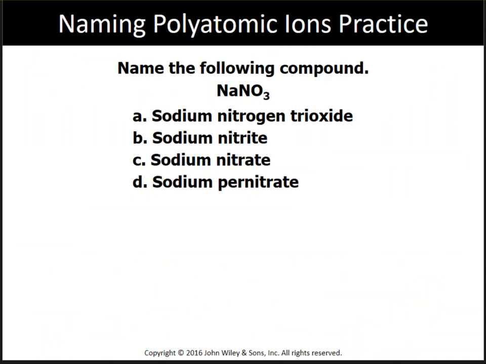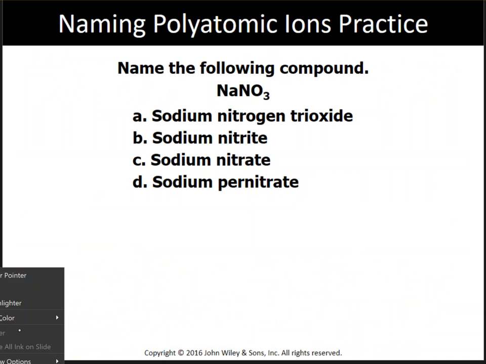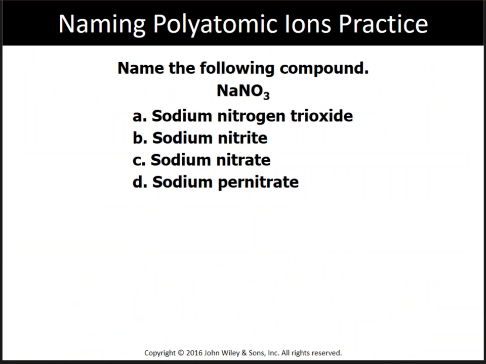Now let's look at a couple of examples. You want to name the following compound. Sodium is a metal, nitrate is an anion, so it is an ionic compound which is composed of a metal and an oxyanion. So it's composed of a sodium ion and a nitrate ion. In order to name this, this is called sodium nitrate.